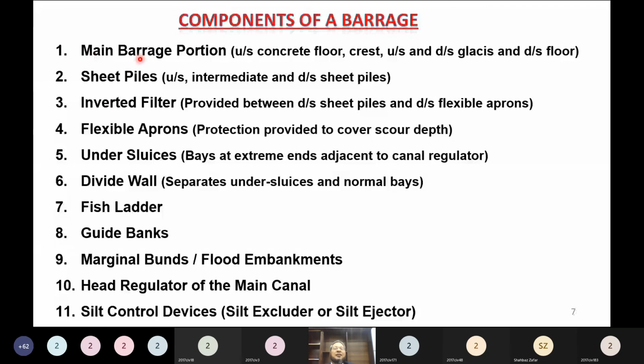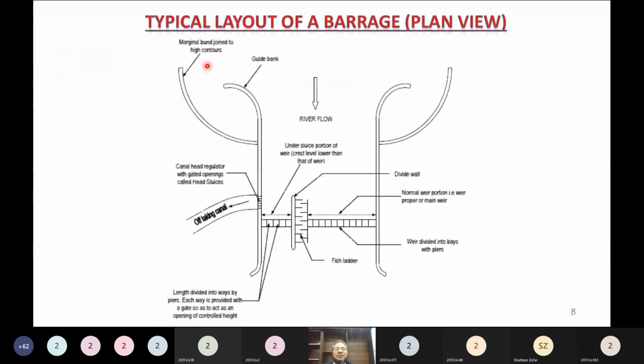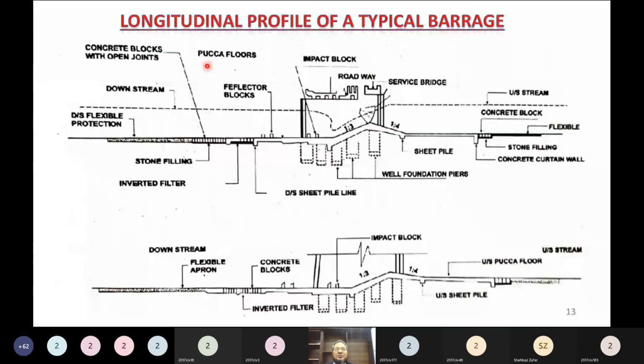Number one, main barrage portion. Main barrage portion means the whole weir. That is the upstream concrete floor, upstream glacis, crest of the weir, downstream glacis, and the downstream concrete floor. That is called the main barrage portion that I would like to show you here. Like this one is the main barrage portion.